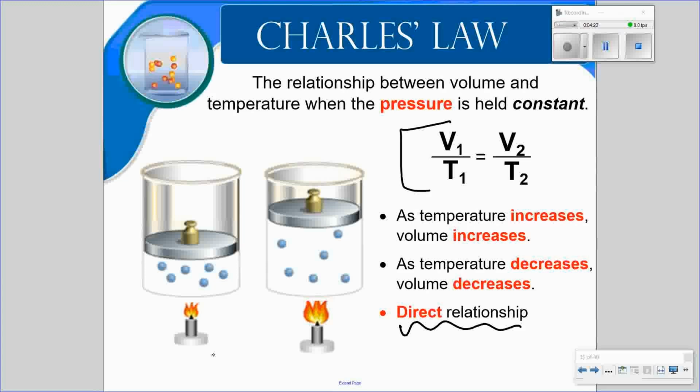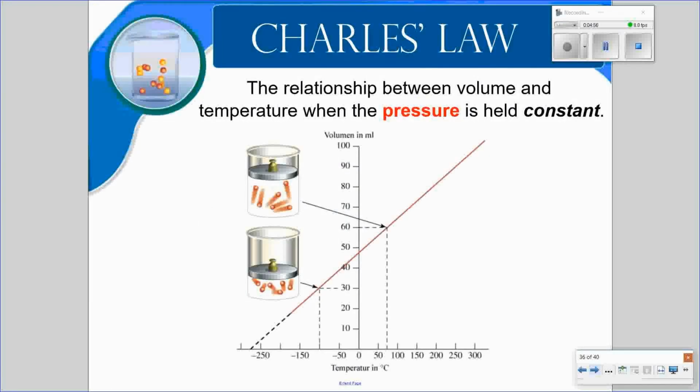If you notice here, we've got a piston over a heat source, and as we heat it up and increase that temperature, our volume increases because the gas particles move faster, kinetic energy increases, and therefore if it's a flexible container, the volume is going to increase. And remember, pressure is held constant, so in this case we are dealing with flexible containers. The relationship between volume and temperature when the pressure is held constant is direct.